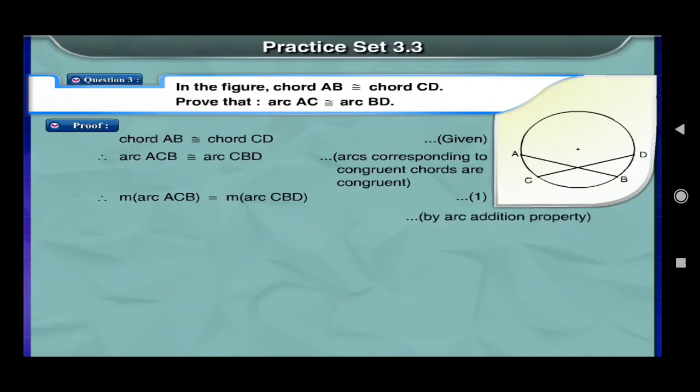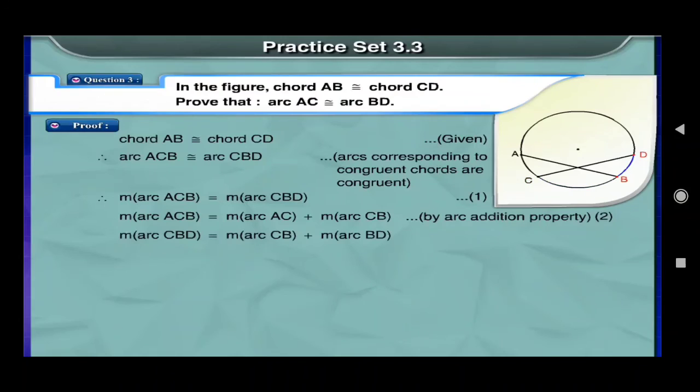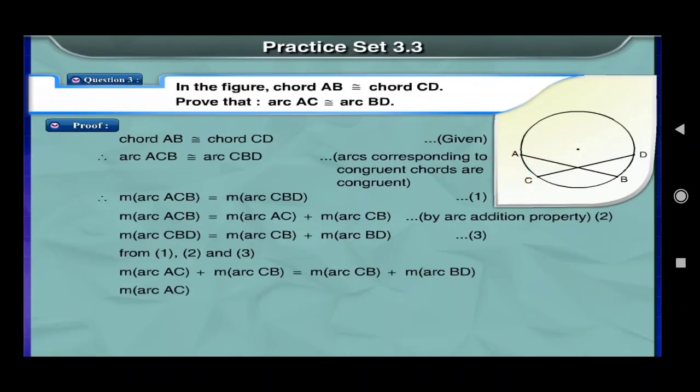Now, by arc addition property, measure of arc ACB is equal to measure of arc AC plus measure of arc CB. Let this be statement 2. And measure of arc CBD is equal to measure of arc CB plus measure of arc BD. Let this be statement 3. From statements 1, 2, and 3, we get measure of arc AC plus measure of arc CB is equal to measure of arc CB plus measure of arc BD. Cancelling measure of arc CB from both the sides, we get measure of arc AC is equal to measure of arc BD. Therefore, arc AC is congruent to arc BD.